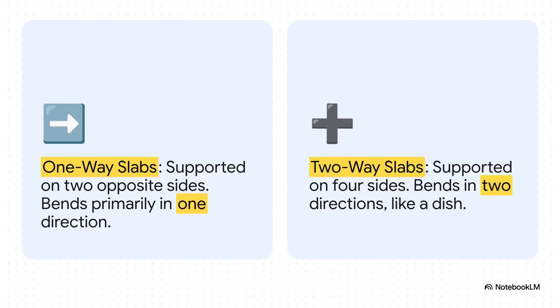But first, a quick but important distinction. A one-way slab is supported on two opposite sides, so it bends in one direction. A two-way slab is supported on all four sides, so it bends more like a dish. They're designed differently. For this explainer, we are focusing only on one-way slabs.